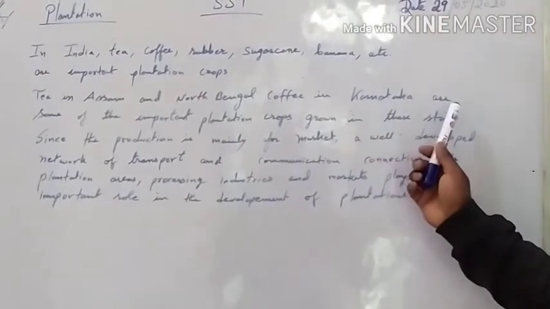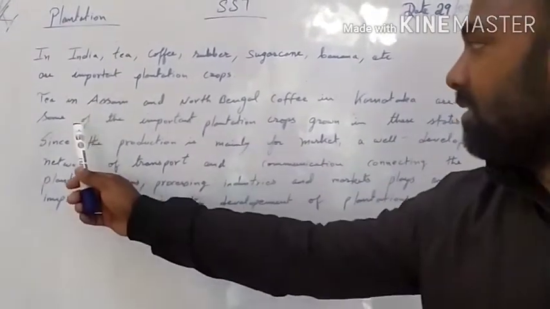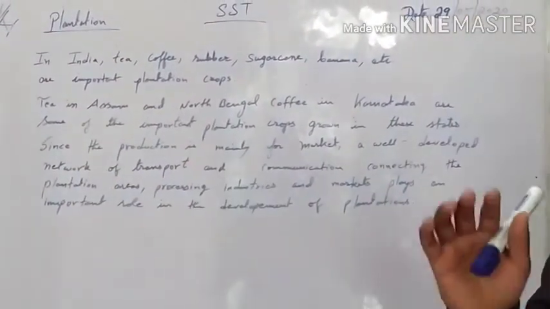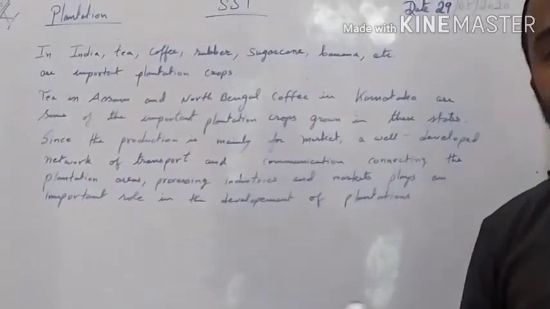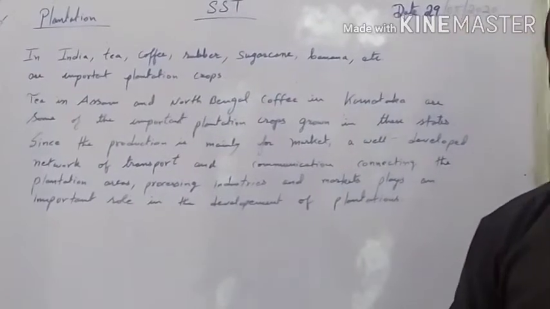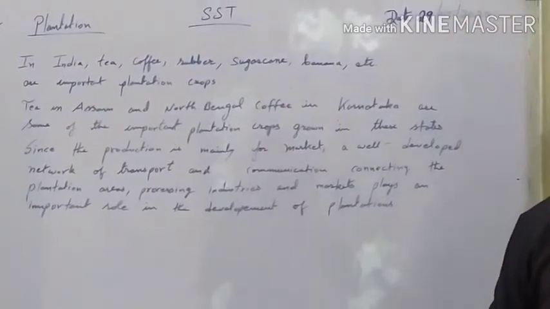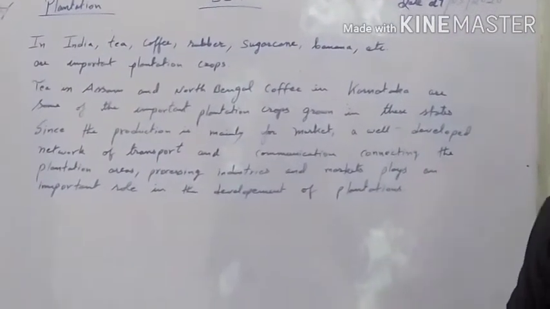So the next is coffee. Coffee in Karnataka is one of the important plantations. So coffee is mainly grown in Karnataka, which is a state of India. It is in the southern part of our country. This plantation is being done in Karnataka.